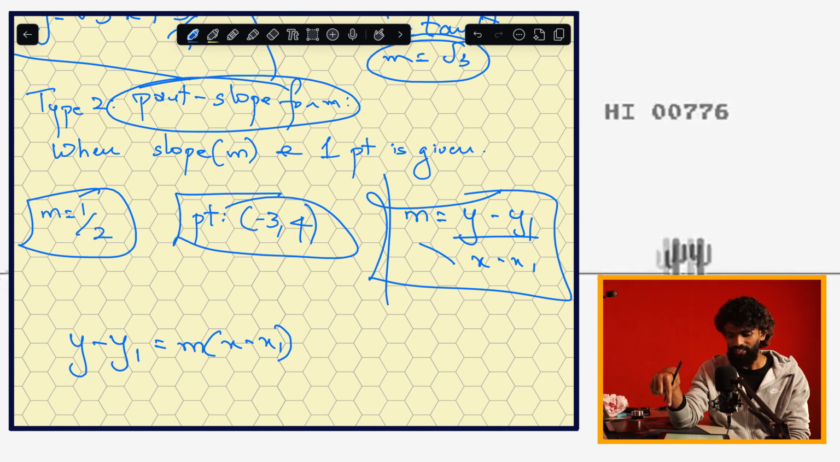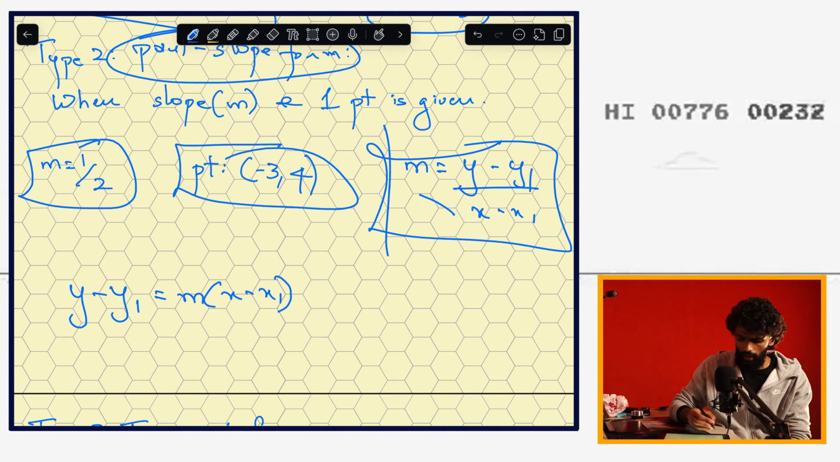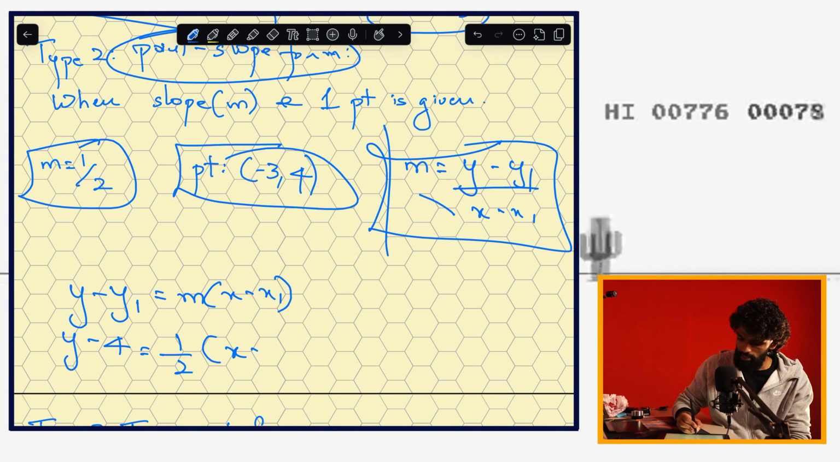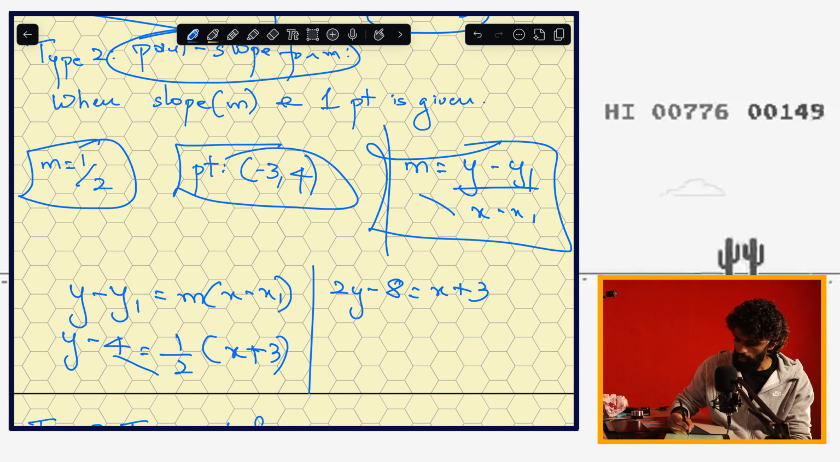Simple. Okay, we stick on the same formula, we crisscross. I have some state here. I'm not supposed to substitute for y because the final answer should have y in it. So I'll keep the y as it is. What's the value of y1? 4, given to me. Done. Equals m's value is 1 by 2, given to me. X has to remain there. Minus of minus 3 becomes a plus 3. Okay, I crisscross. It becomes 2y minus 8 equals x plus 3. So here the answer will be 2y equals x plus 11.